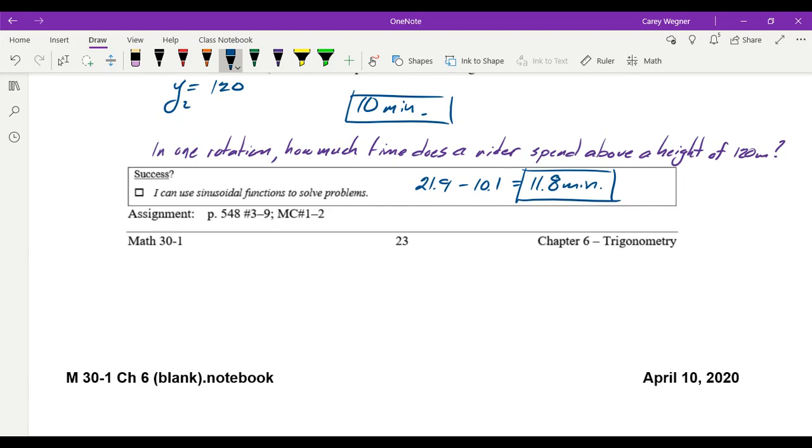All right, here you have some questions that you can practice from your work text. And that's the end of Chapter 6.